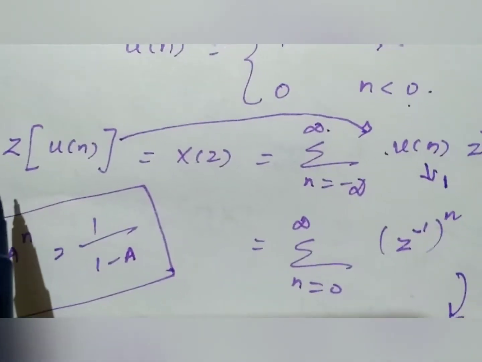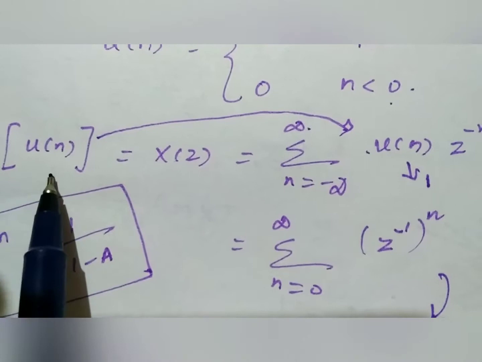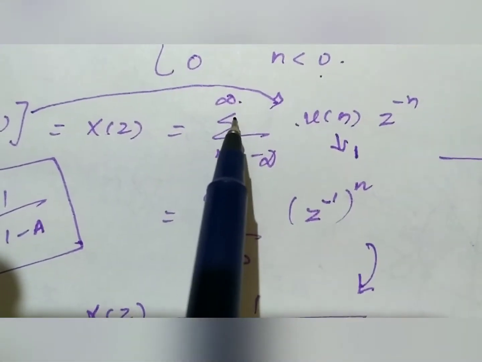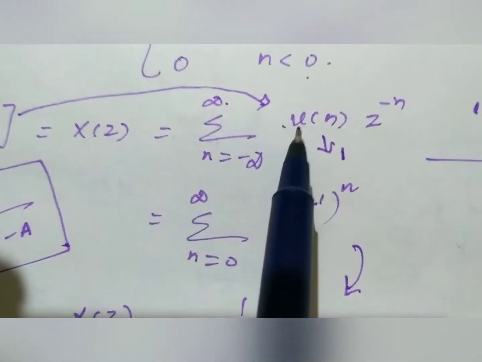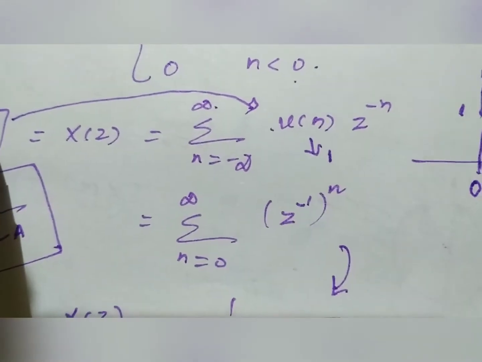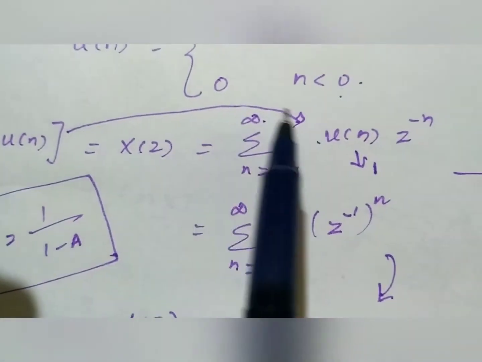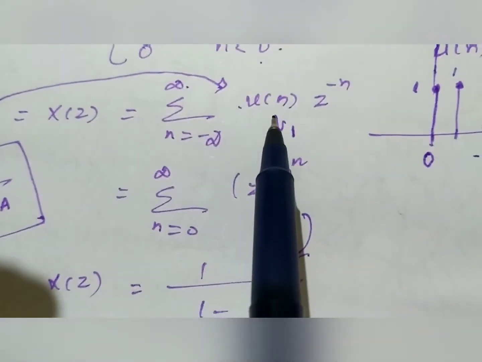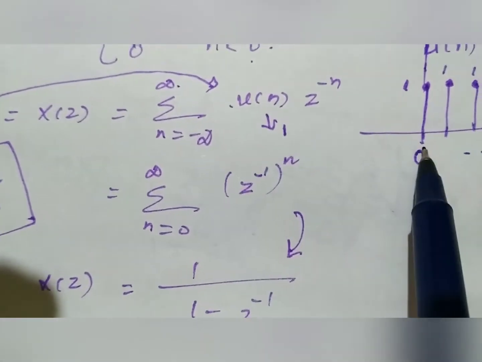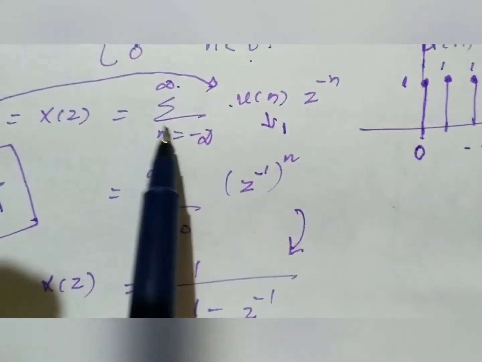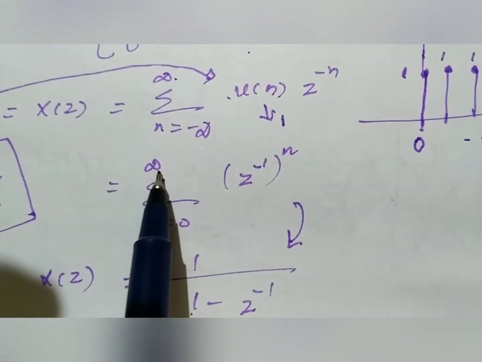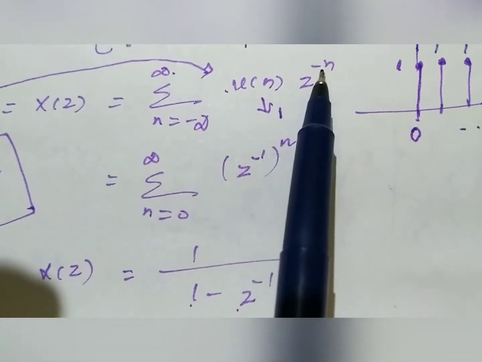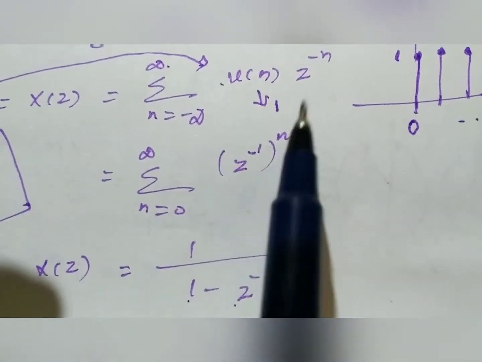Therefore, the Z transform of U of n is denoted by X of Z. We apply the formula: sum from minus infinity to plus infinity of U of n Z power minus n. Whatever signal we need to find the Z transform of is placed inside this U of n Z power minus n. Of course, U of n is 1 throughout, so the limit reduces to 0 to infinity, and the function value over that limit is 1. So 1 into Z power minus n can be written as Z power minus 1, whole power n.